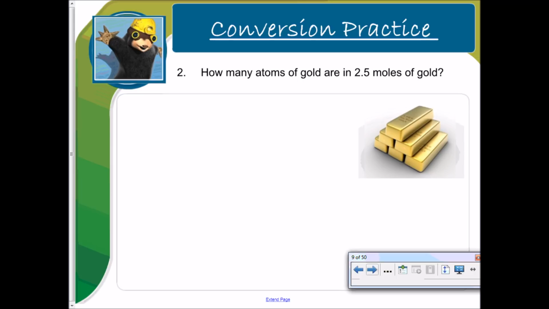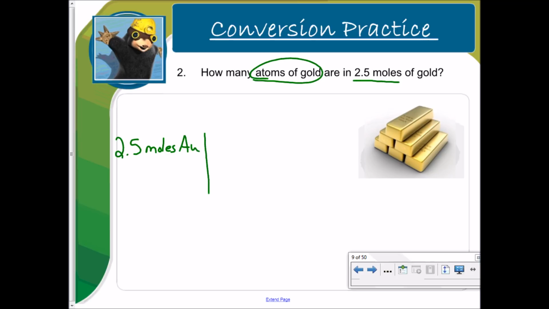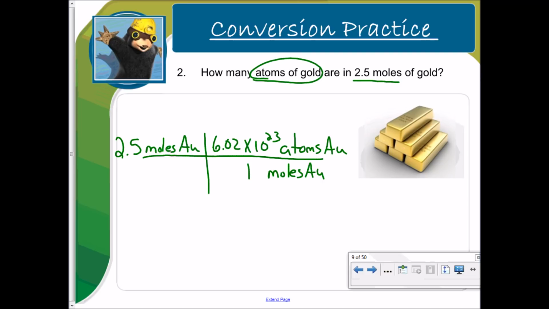How many atoms of gold are in 2.5 moles of gold? So we start by writing down our given, which is 2.5 moles of gold. And since we want to get rid of moles and end up in atoms, since that unit's on top, we're going to need to put it on bottom. And we do know a relationship between moles and atoms. And it's that 1 mole of gold is going to be equal to 6.02 times 10 to the 23rd.